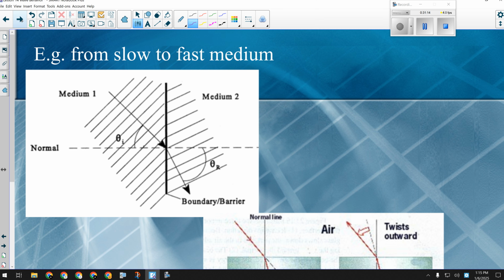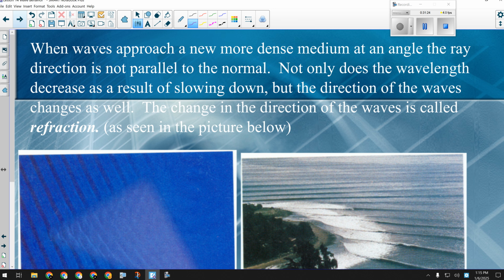Okay, and then from slow to fast, the opposite happens. We still get that bending though. It's just that the wavelength increases because the speed is increasing. You can see that here a little bit in this picture on the right.